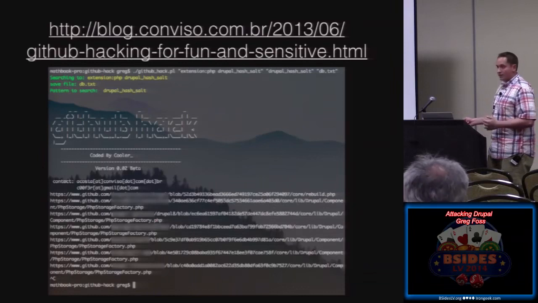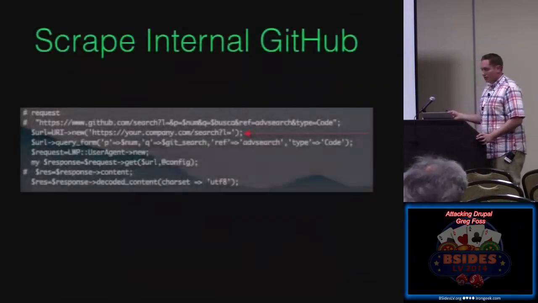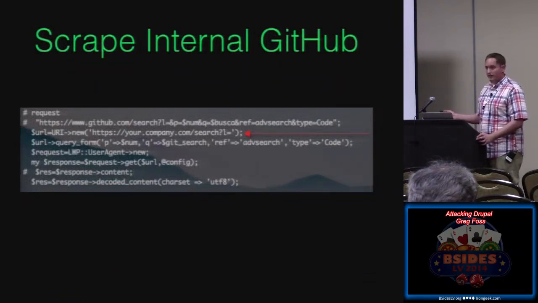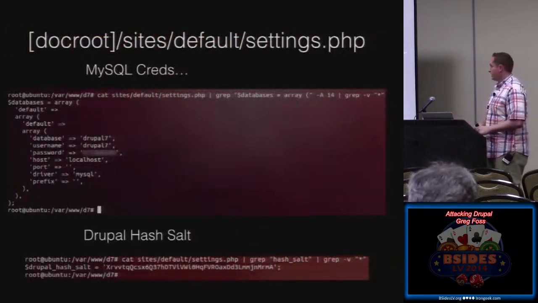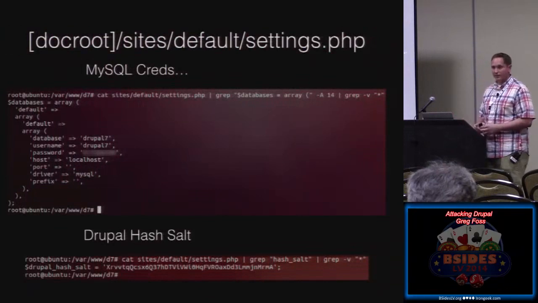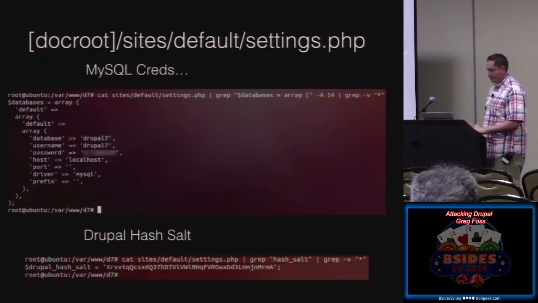Right here, I actually just ran this against GitHub, and all these sites are essentially exposing the backend MySQL credentials to their databases. And we'll talk about the settings.php file in a second. You can also scrape an internal GitHub deployment with this same tool. You just have to change this one string right here. The settings.php file controls how the site interacts with the database and also controls authentication. By looking at this file, we can see the database username, password, the host, and also the Drupal hash salt, which will come in very handy a little later on.